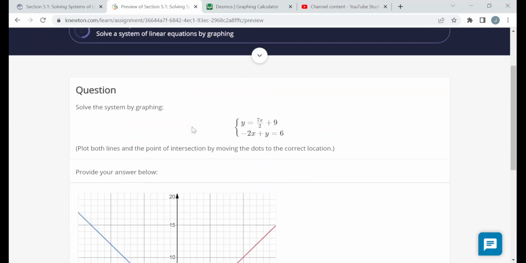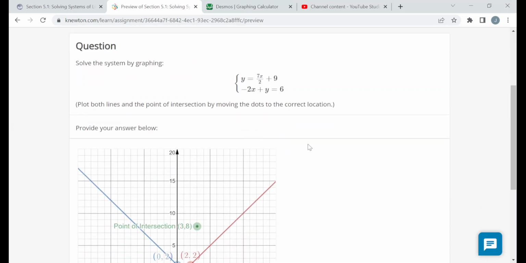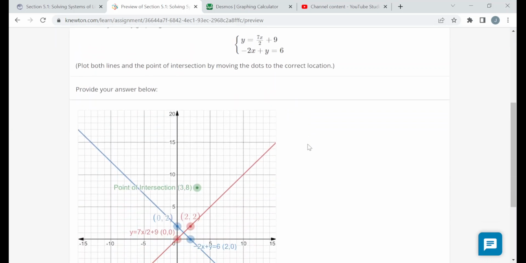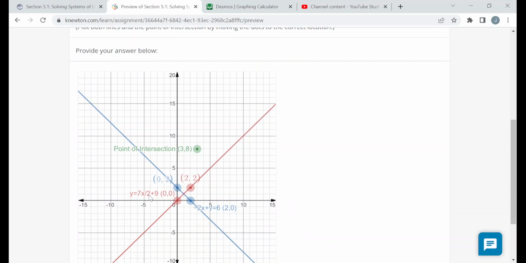Alright, so another one we're asked to solve by graphing. This one I'm just going to move the points around. The first equation would have a y-intercept of 0, 9. Oh, I see that they're actually telling you the red one needs to be y equals 7/2 x plus 9, and the blue one needs to be negative 2x plus y equals 6.